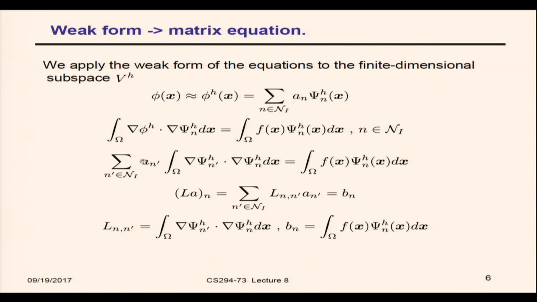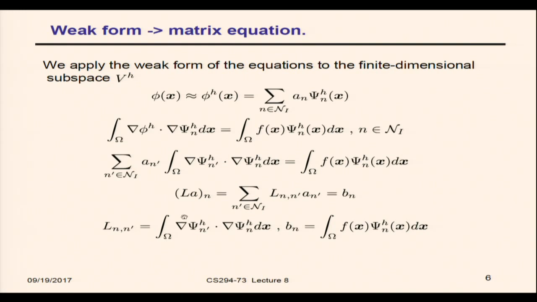Writing out definitions, we find a sub n prime times this quantity here, the integral over omega of grad psi h n prime dot grad psi h n, summed over n prime, and then the integral over omega of f, the same thing we had before. This is actually a matrix equation for these expansion coefficients: the sum over n prime in ni of L of n, n prime times a at n prime is equal to b n. We know what a is: a is the expansion coefficients. What are L and b?